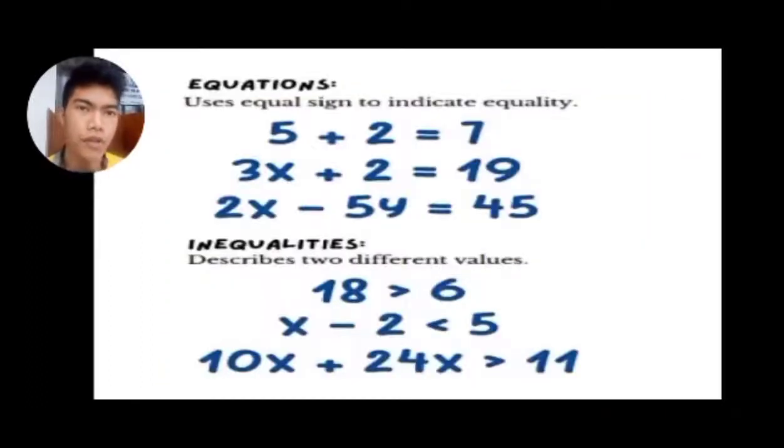And equations use equal sign to indicate equality. For example, 5 plus 2 equals 7, and 3x plus 2 equals 19, and 2x minus 5y equals 45. Gumagamit ito ng equal sign. So, inequalities describes two different values. Gumagamit po siya ng greater than or less than sign. 18 is greater than 6, x minus 2 is less than 5, and 5x plus 24x is greater than 11.